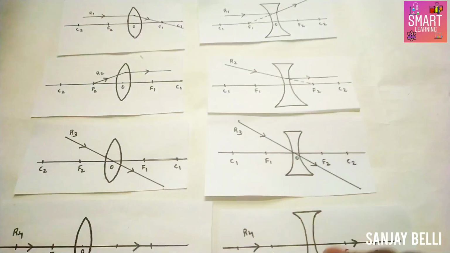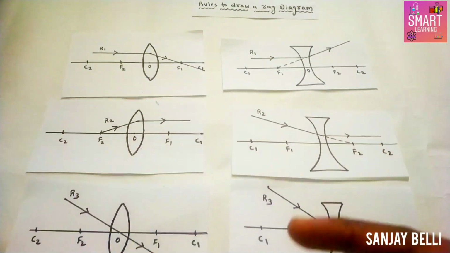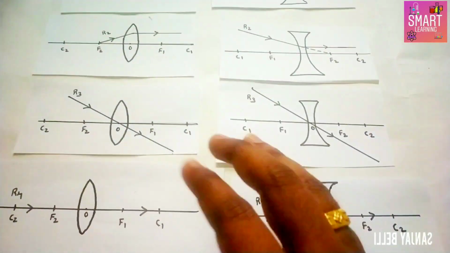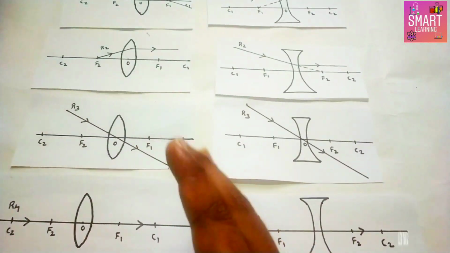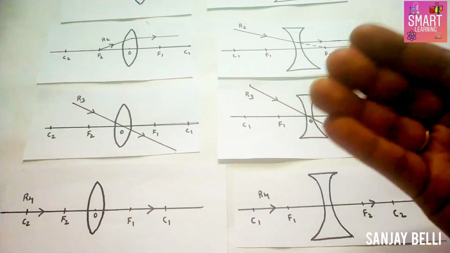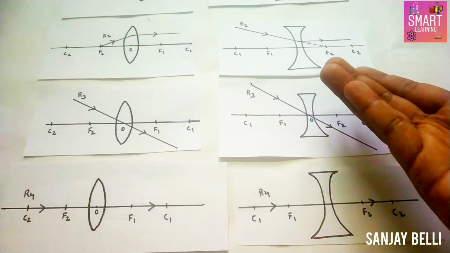These are the 4 rules for both the convex and concave lens. By using these rules only, we can draw the ray diagrams. That means placing an object at different positions and finding the images at different positions.